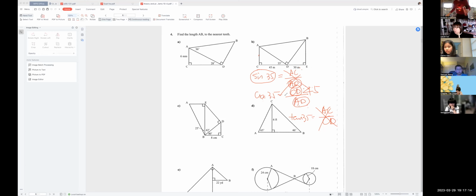Only one of them is unknown, the other 2 are known. So you can use the knowns to calculate the unknown. But if for the equation you have AC and AD, and they both are question marks, then knowing sine 35 is useless. Get it? Okay, so that's the key.